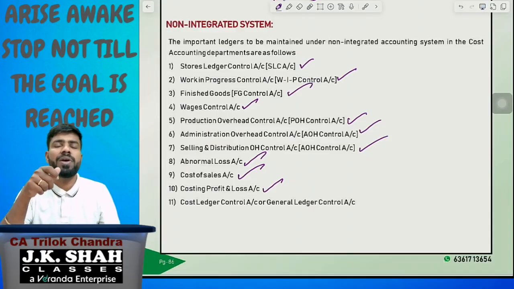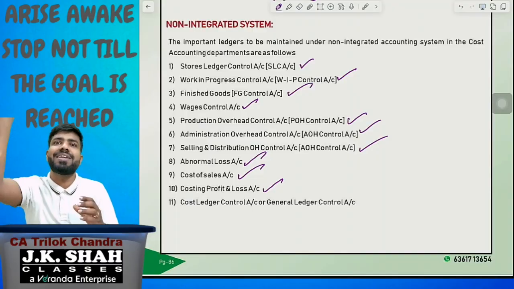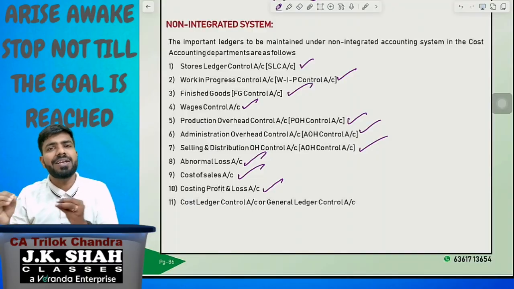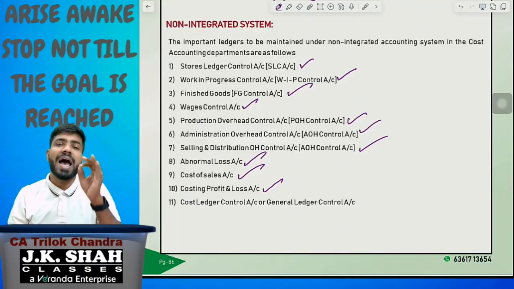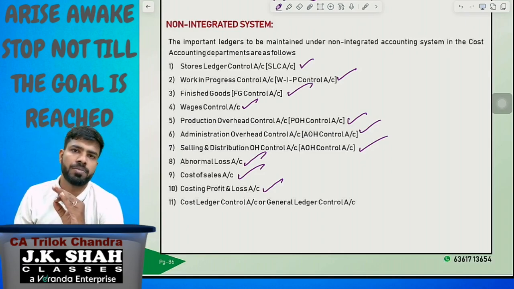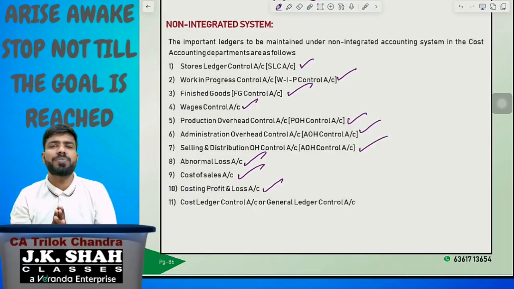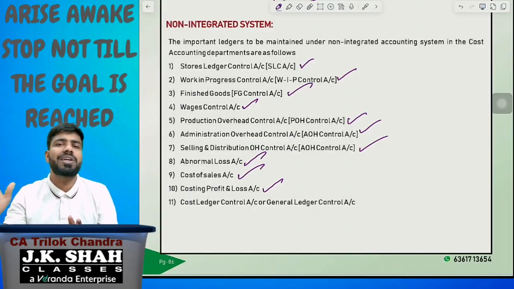Wherever we are not able to see, simply I can tell you, if you are not able to fit into the above 10 ledger accounts, we are going to use the general ledger adjustment account. Just as we use the journal proper in the subsidiary books. I hope you would have come across the journal proper in the subsidiary books. Same way, general ledger adjustment account. If you are not able to fit into the above 10 ledger accounts, we are going to fit it to the general ledger adjustment account, which is also called the cost ledger control account. All of you clear about this?